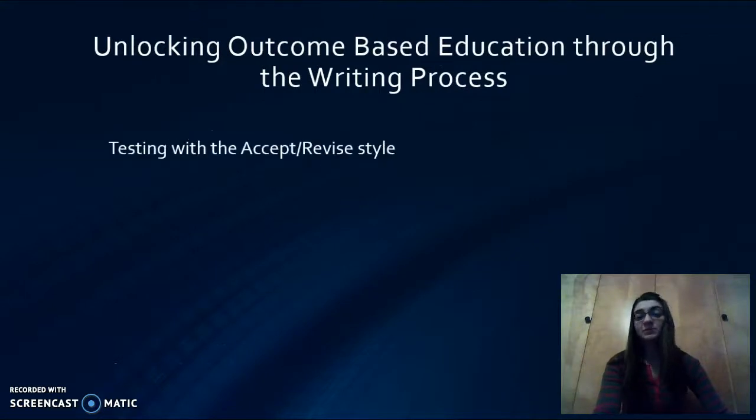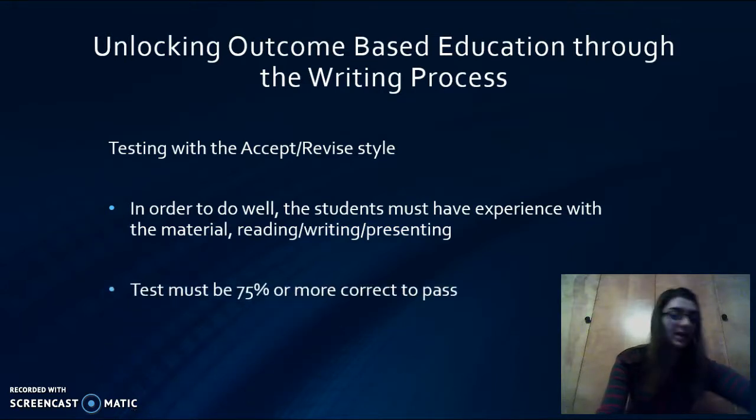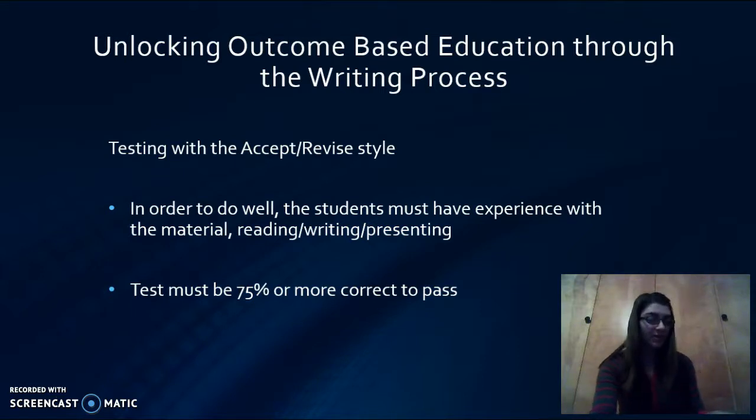So testing with this accept, revise style. Students, he believes, must have experience with the material, reading and writing and presenting before they can even take a test. All exams become accept, revise, and all tests must meet 75%. If the student does not meet the 75%, they must go back, study, and retake. But in order not to be unfair to those who did well in the first try, students who had to retake would need to first complete a sort of ticket, whether it was a paper or report or an oral exam, to show that they had studied and were in fact ready to retake the test. Also, some tests were allowed to be open book, but page numbers were required to show that the students were reading and working.